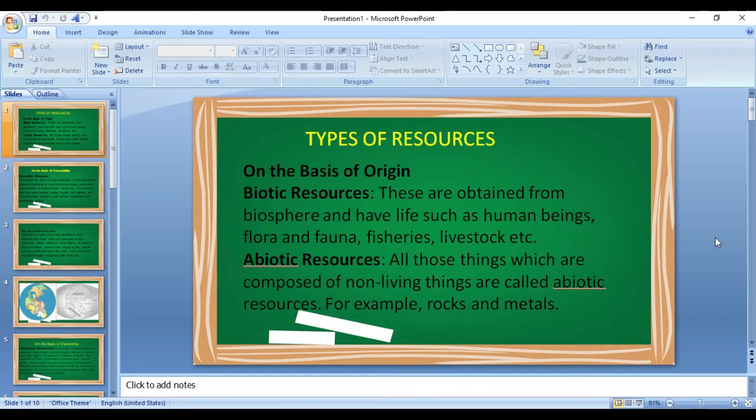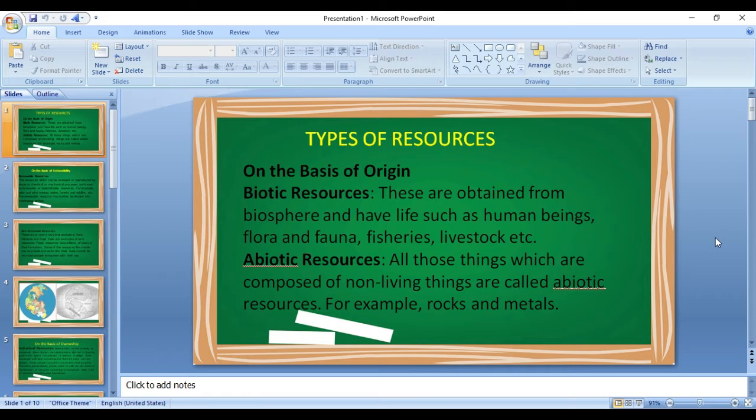Types of resources, that is, from resource and development. So the first classification is on the basis of origin. On the basis of origin, we have biotic resources and abiotic resources. Biotic resources we get from the biosphere, where life is possible.